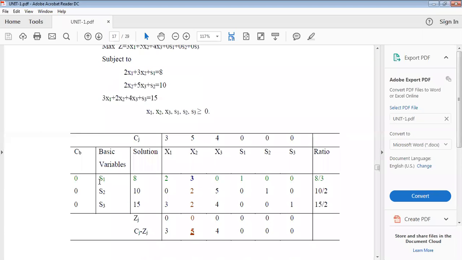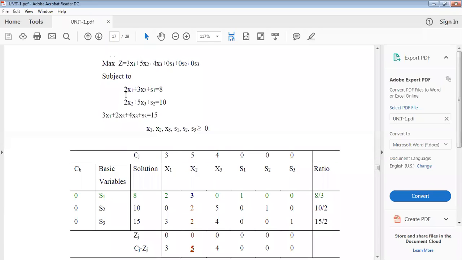Next come S1, S2, S3, the slack variables. These are the values of the constraint equations. The first row relates to the first constraint: 2x1 plus 3x2 plus 0x3 plus S1 is equal to 8. Sometimes you may mark this at the end of the table, after which you can put the ratio column also. But it is somewhat easier to understand this way.